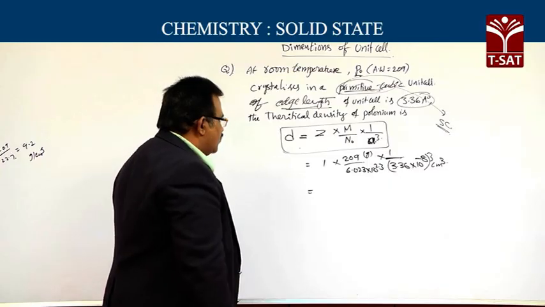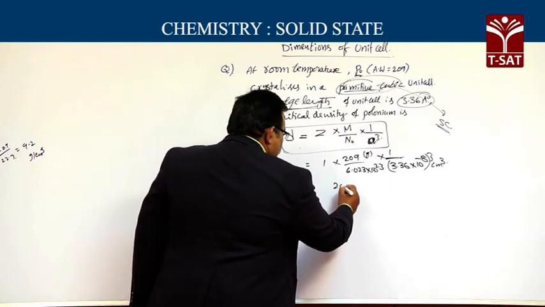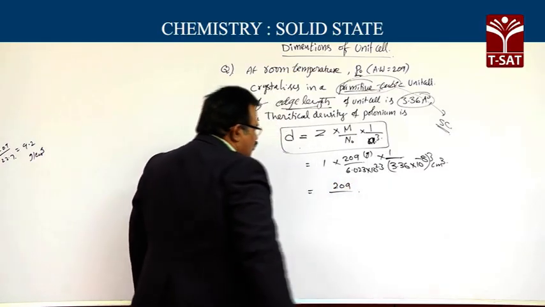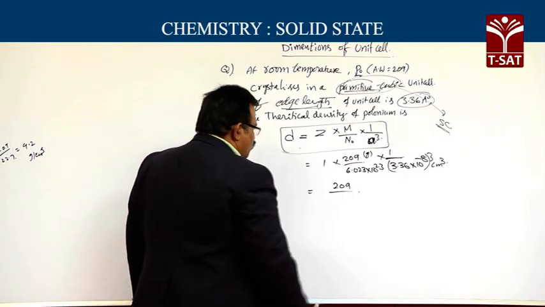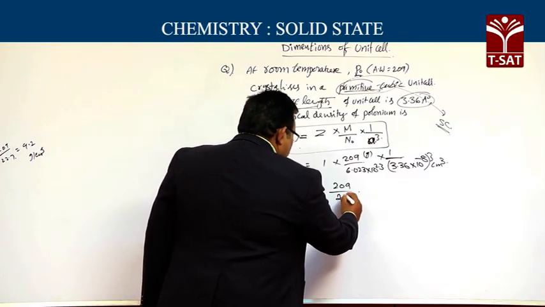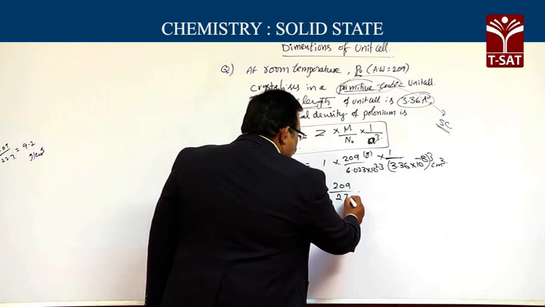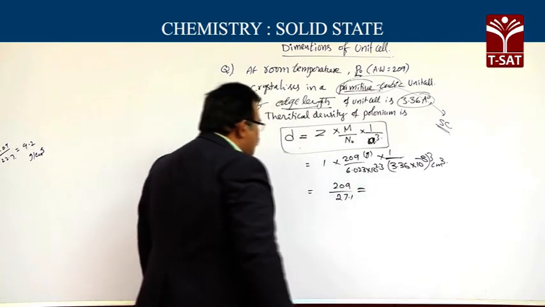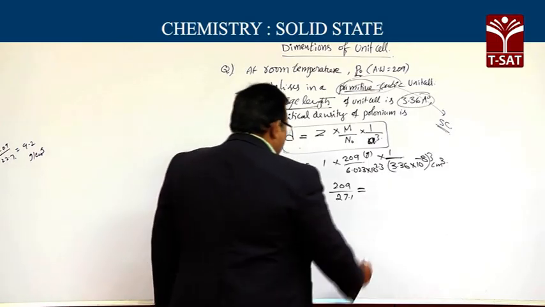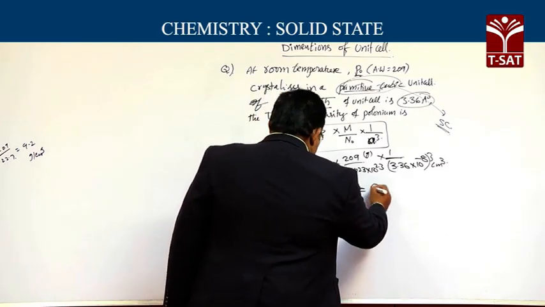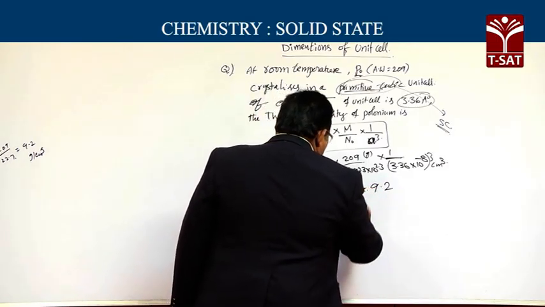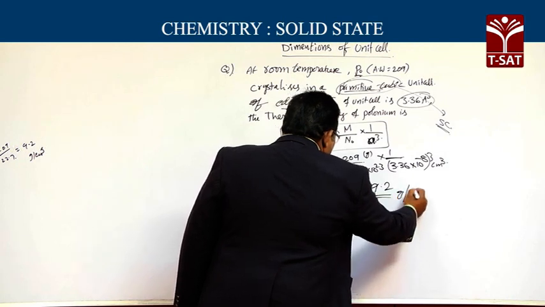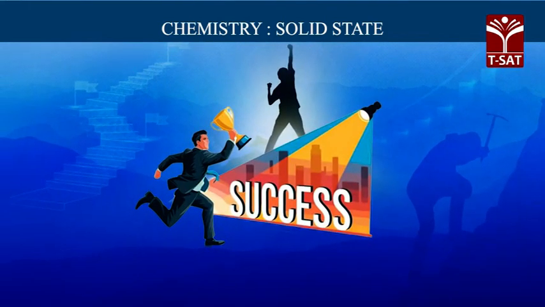On simplification of this, you will get 209 by 27.1 like that. Then the density is nearly 9.2 grams per cm cube.